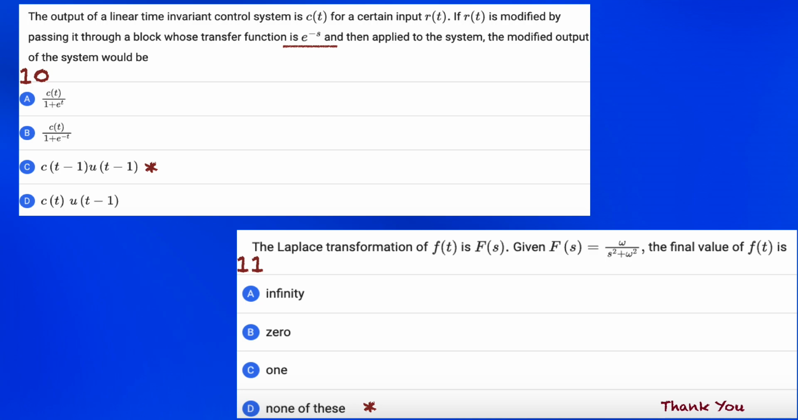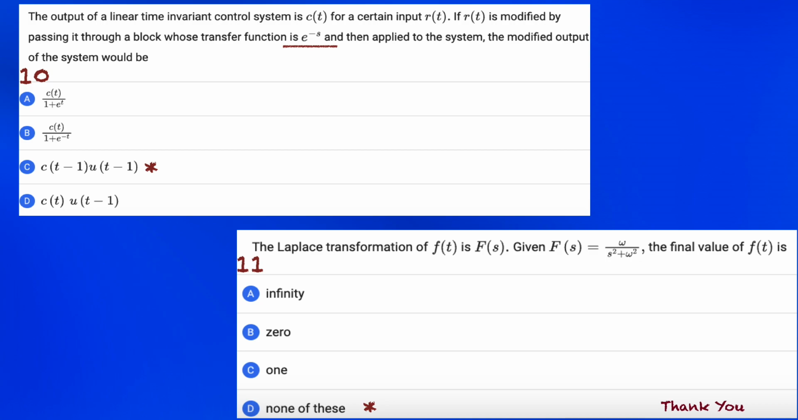And of course, that it starts off only at t equal to 1 can be shown by multiplying c(t minus 1) by u(t minus 1). This is exactly what is asked. When applied to the system, the modified output of the system would be c(t minus 1) into u(t minus 1). As simple as that. The last problem: these are better ways of doing such problems rather than taking the Laplace transform and going through the whole procedure.